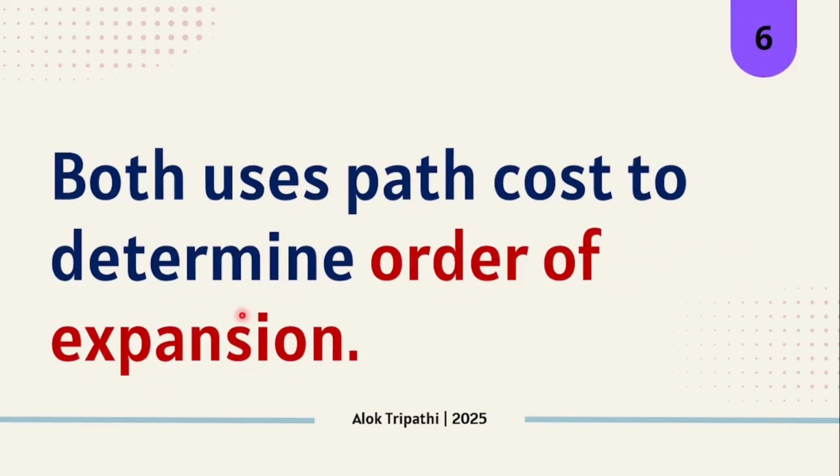And the third point is basically the expansion of the first point, in which the priority queue being used in both algorithms uses path cost as a parameter to determine the order of expansion. So as we previously discussed in the first point, nodes with the lowest associated cost are dequeued from the priority queue first. So that's how the order of expansion is determined by the path cost. This is what the third point says.